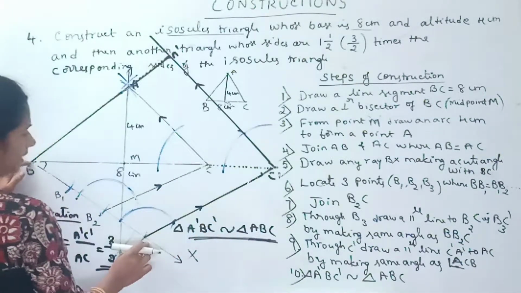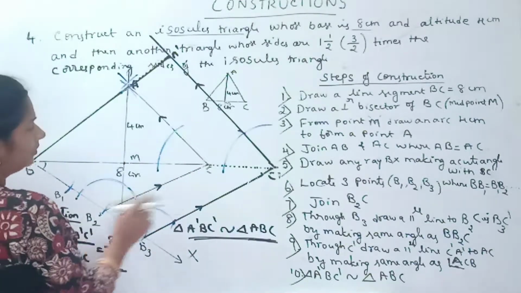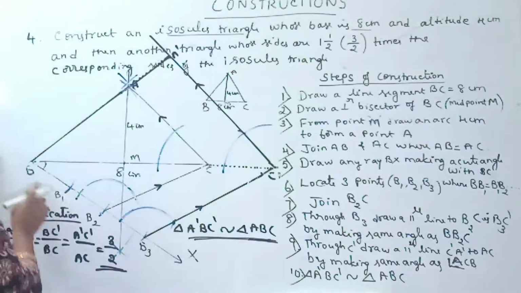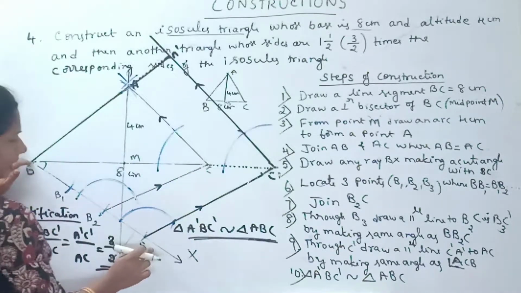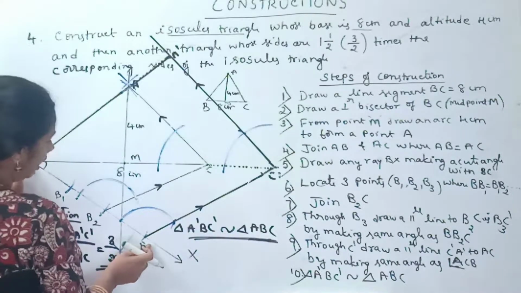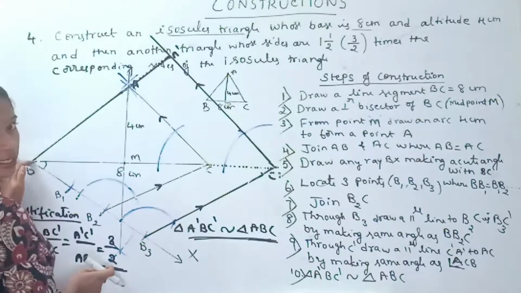Triangle BC dash B3 is similar to triangle BC B2. Now if they are similar, then corresponding sides are proportional. You can write BC dash by BC equal to BB3 by BB2. So BB3, how many units are there, children? 3. BB2, it is 2.